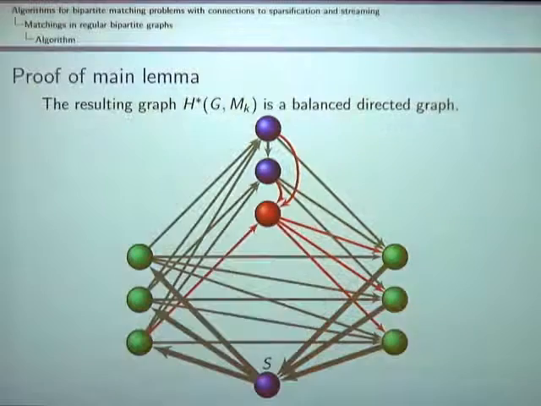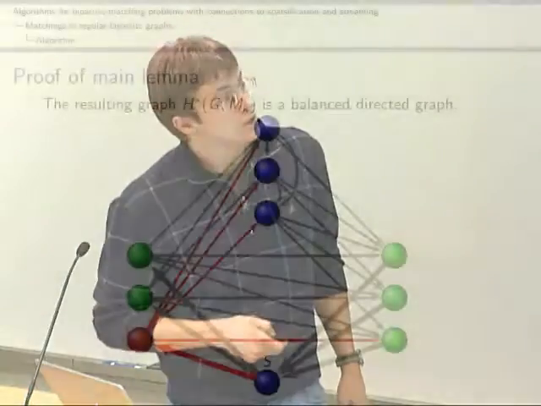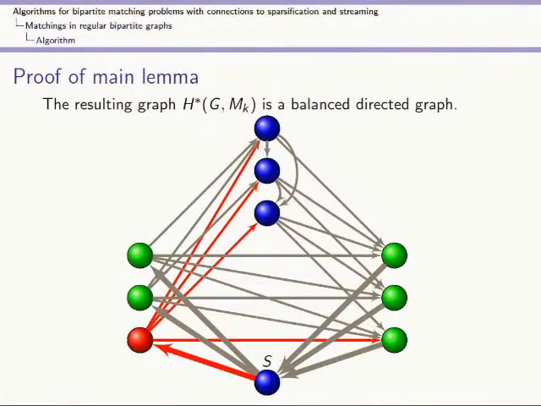So we have several types of nodes here. There's the supernode. Then there are these blue nodes that corresponded to matching edges that we contracted. Well, they have, in this case, in degree 3 and out degree 3, and in general it is d minus 1. And the green nodes have out degree d and in degree d, because these edges are thick. So they're balanced too. Okay, good. So we have a balanced directed graph.